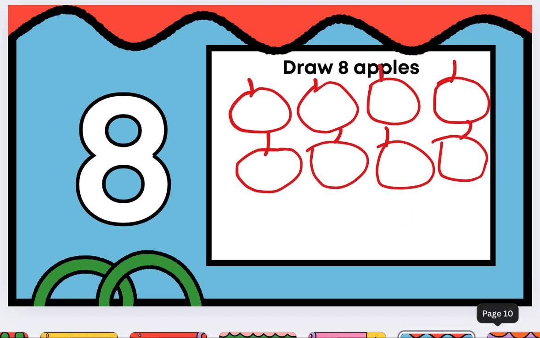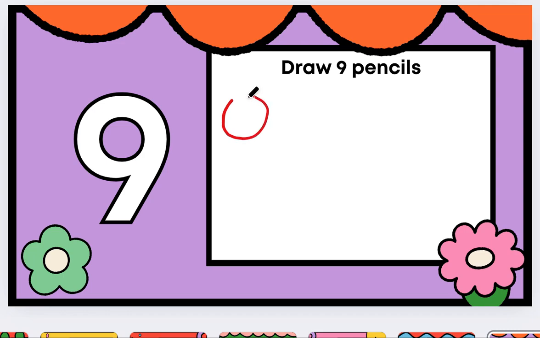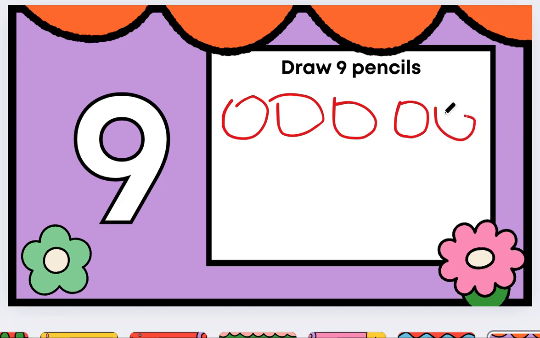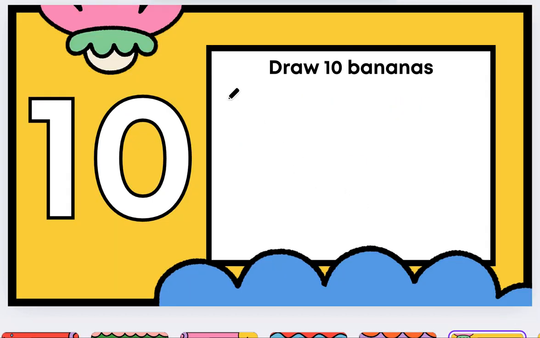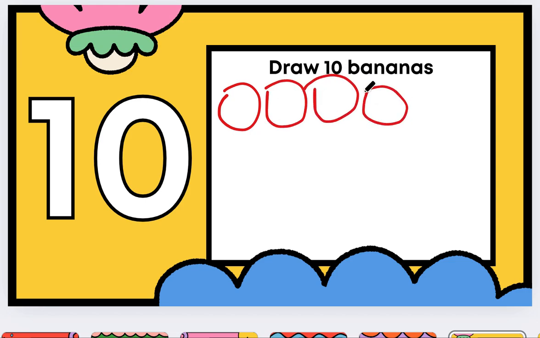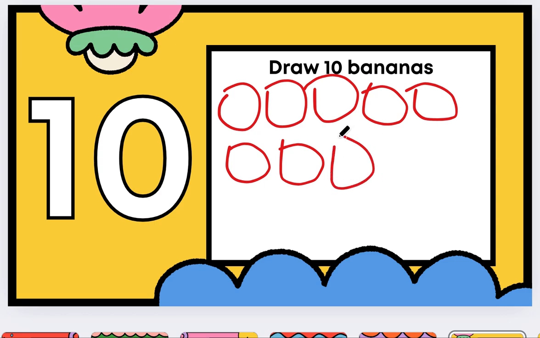All right, now let's go to number nine. Let's draw nine. One, two, three, four, five, six, seven, eight, nine, you guys. Great job. Try to put spaces in between your circles. I'm writing on the board, so using my computer. All right, let's go to 10. 10 bananas. One, two, three, four, eight, nine, 10. Look at you. We finished at the same time. I love it.